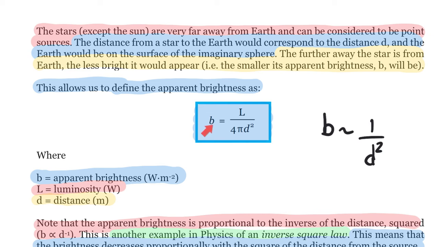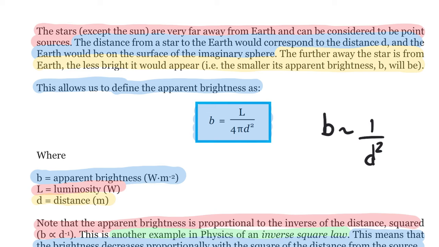So this is a useful formula. The brightness, the apparent brightness, is equal to the luminosity divided by 4 pi d squared. Now, just as an aside, when we look at the force of gravity from the model of Newtonian mechanics, the force of gravity is inversely proportional to the distance squared. If we look at Coulomb's law, the electrostatic force is inversely proportional to the distance between the charges squared.